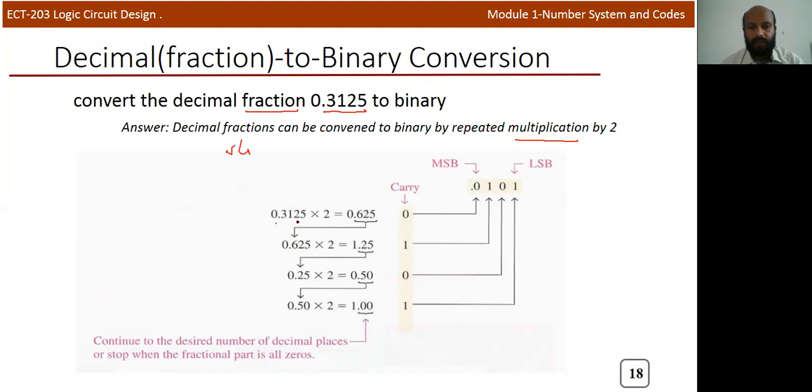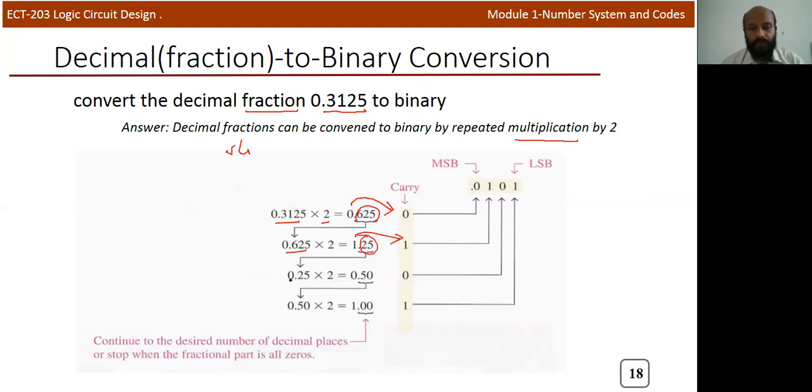So this is the fractional portion, 0.3125. We'll multiply using 2. So we'll get 0.625. And this carry we will need to consider. Okay. So in the first case, it's 0. And now we'll take only this fractional portion, 0.625. And we'll write here 0.625 into 2. So now we'll get 1.25. And here you can see that this is the carry portion.